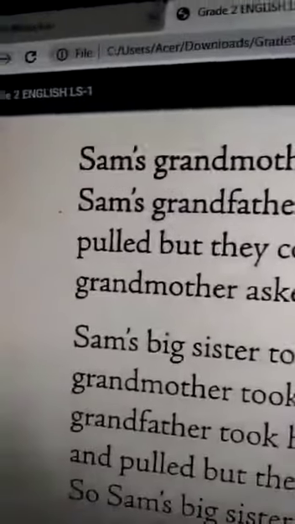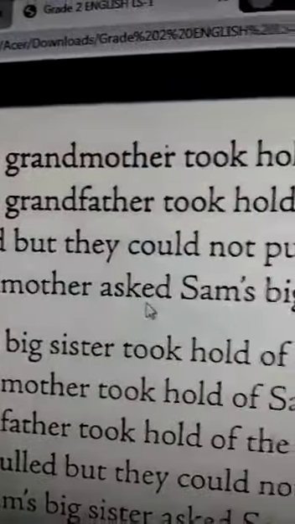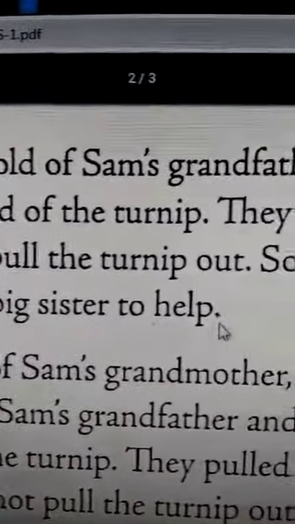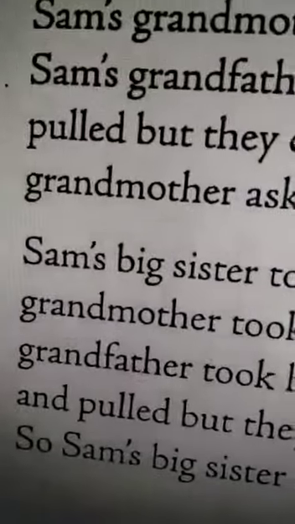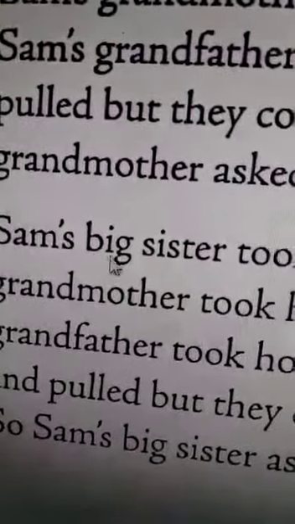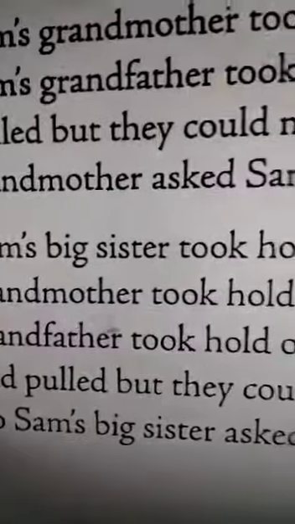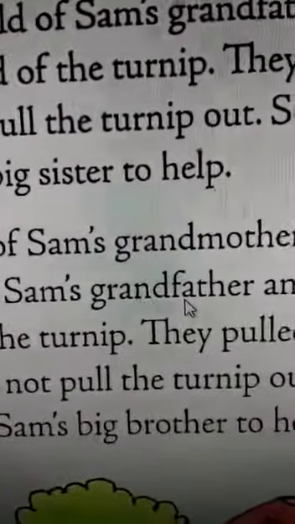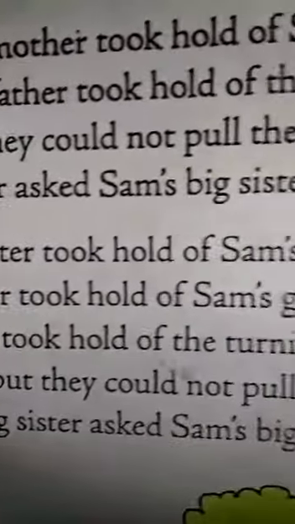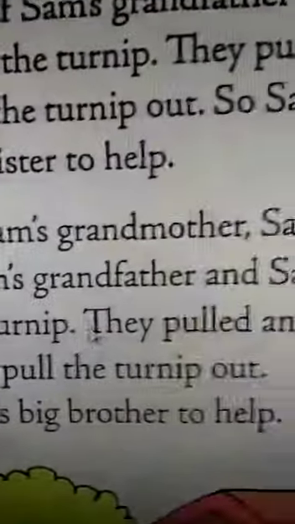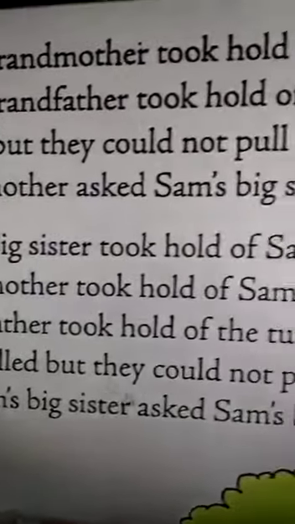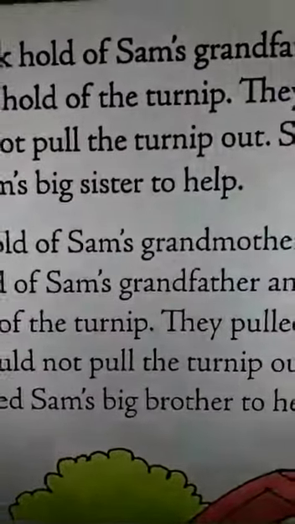So Sam's grandmother asked Sam's big sister to help. Sam's big sister took hold of Sam's grandmother. Sam's grandmother took hold of Sam's grandfather, and Sam's grandfather took hold of the turnip. They pulled and pulled and pulled, but they could not pull the turnip out.